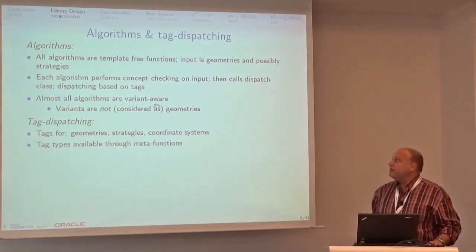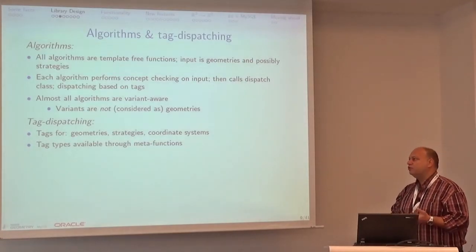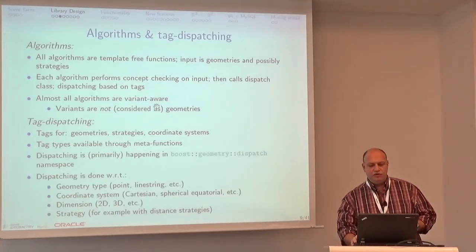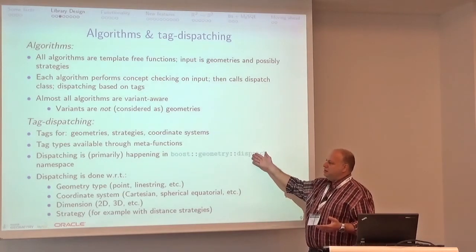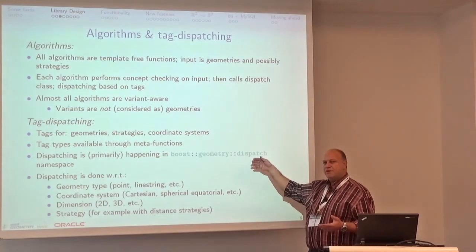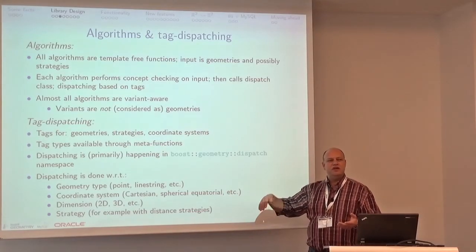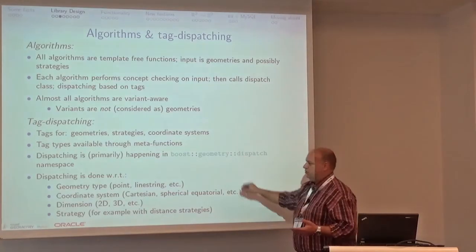So what are the kind of tags that we have? We have tags for geometries, we have tags for strategies, we have tags for coordinate systems, and they're all available through meta functions. So as I said, dispatching is done primarily in this namespace, but it happens also in certain cases lower in the hierarchy of the namespaces, so basically in detail. But primarily, this is where things are really happening with respect to dispatching.